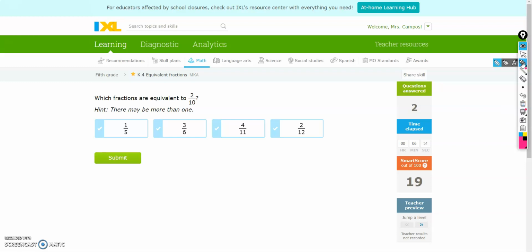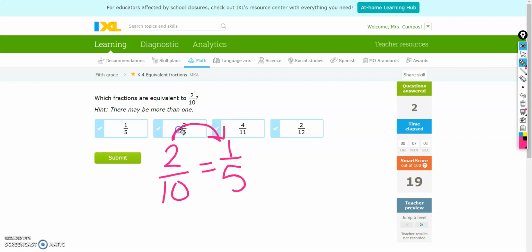Okay, so we have 2/10 equals 1/5. I'm going to show you this one two different ways. So I can go this way. For a 2 to become a 1, I am going to get the right marker here. I'm going to divide by 2. And then 10 divided by 2 is also 5, so that works out.